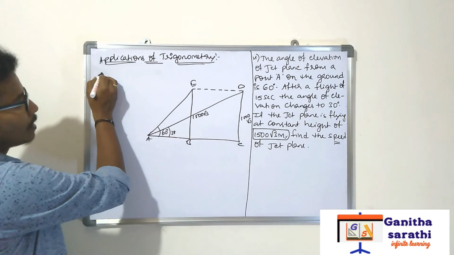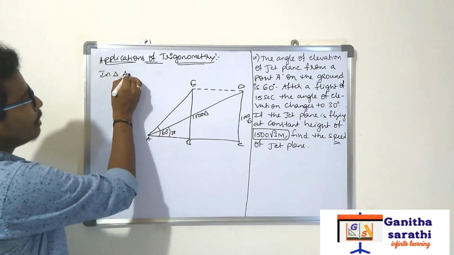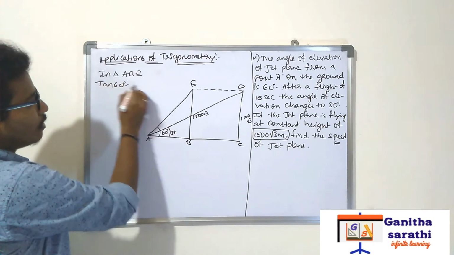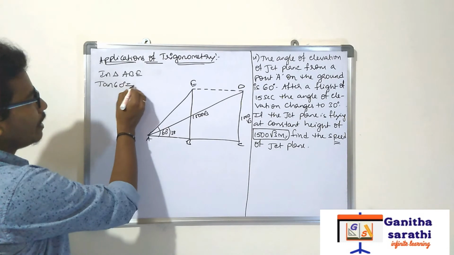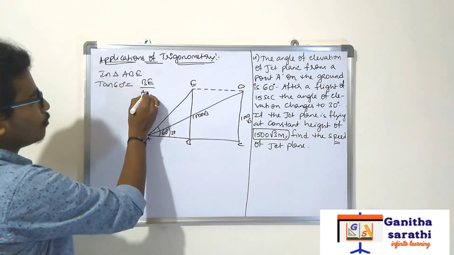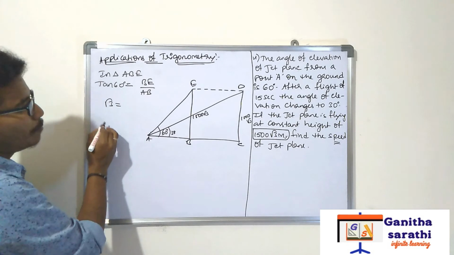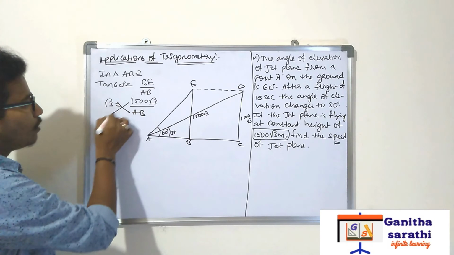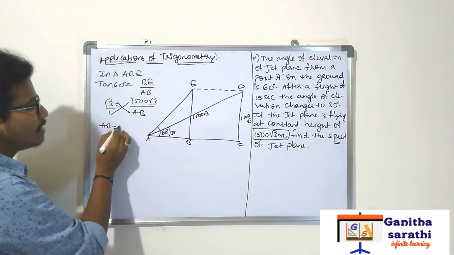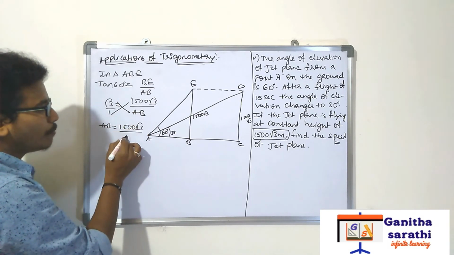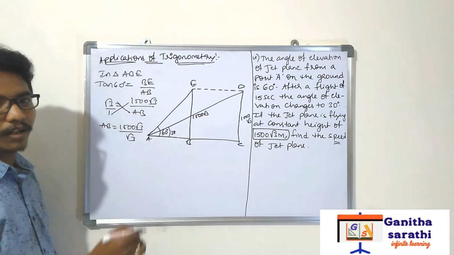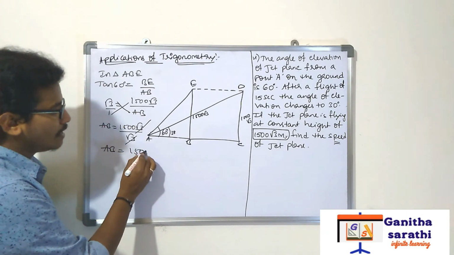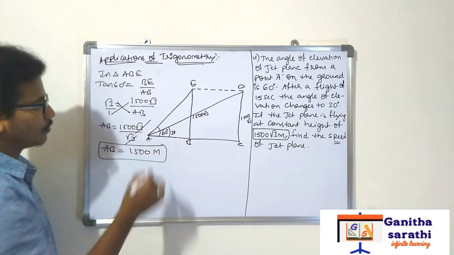Okay, now see, in triangle ABE, tan 60 is equal to opposite side by adjacent side. What is the opposite side here? BE by AB. What is the tan 60 value? √3. BE value is 1500 √3. So AB into √3 will be AB. You can write AB is equal to 1500 √3 by √3. √3 and √3 get cancelled. AB is equal to how much? AB is equal to 1500 meters. Okay, you got the AB value.